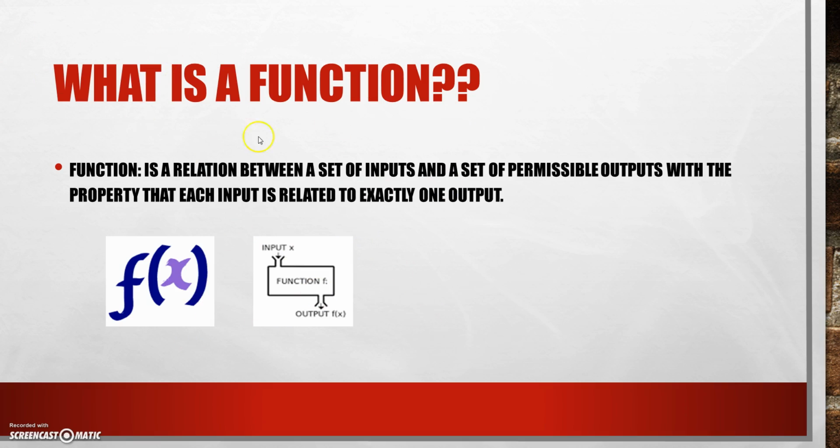So, what is a function? A function is a relation between a set of inputs and a set of permissible outputs with the property that each input is related to exactly one output. For example, if we have the equation f of x equals x plus 1, and x equals 1, then you just put that in its place and it would simply be 1 plus 1, and that equals 2.